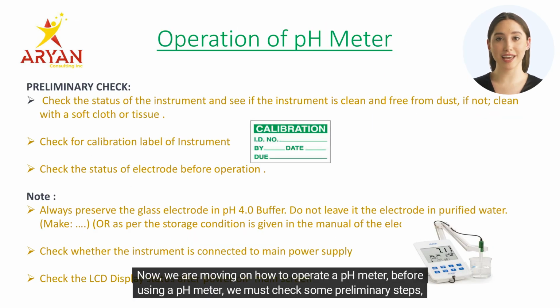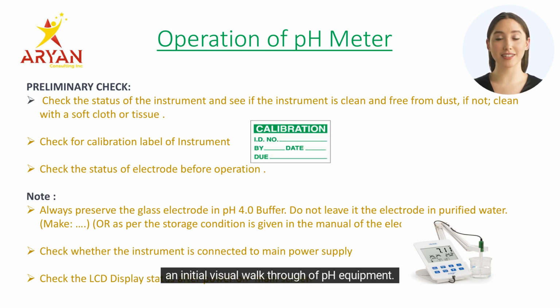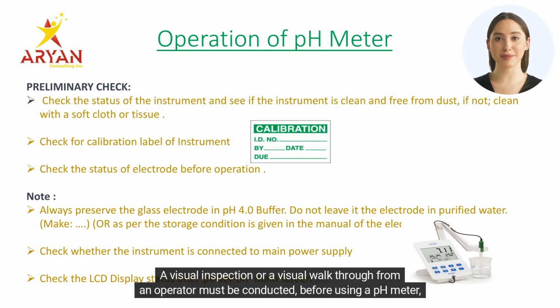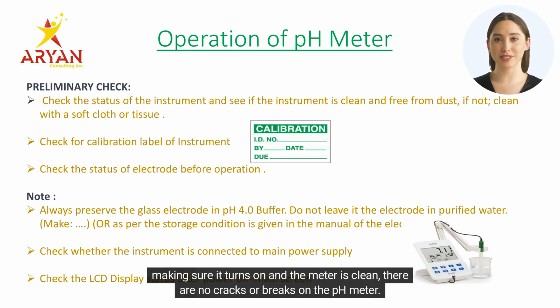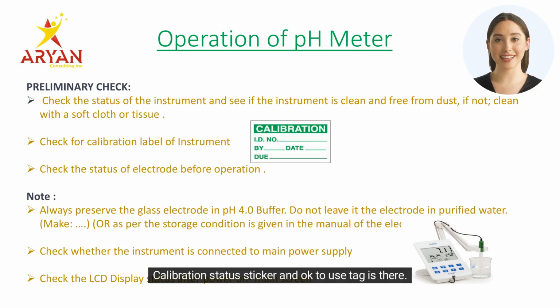Now, we are moving on to how to operate a pH meter. Before using a pH meter, we must check some preliminary steps, an initial visual walk-through of the pH equipment. A visual inspection from an operator must be conducted before using a pH meter, making sure it turns on and the meter is clean. There are no cracks or breaks on the pH meter. The calibration status sticker and OK to use tag are there.